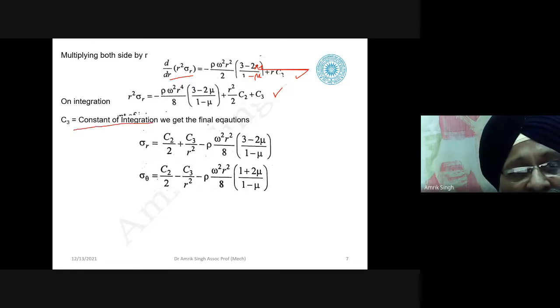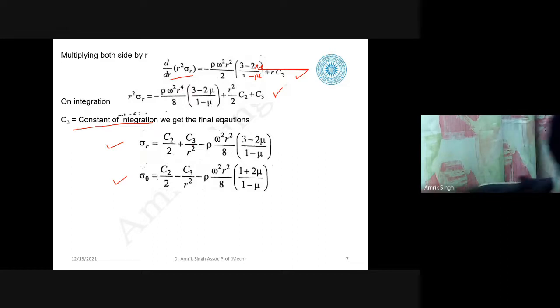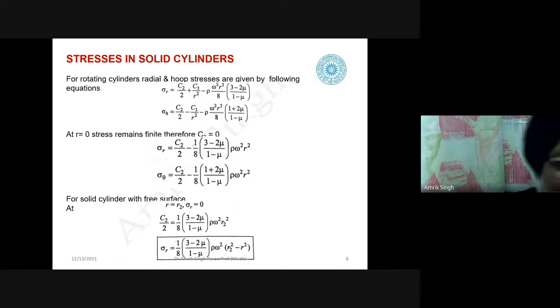So we get the final equation as sigma r is equal to this and sigma theta is equal to this. So these are the equations of the radial stress and the hoop stress in the case of the cylinder. So similarly here also we will solve it, one for the solid cylinder and another for the hollow cylinder. So for the rotating cylinders, radial and hoop stresses are given by these equations.